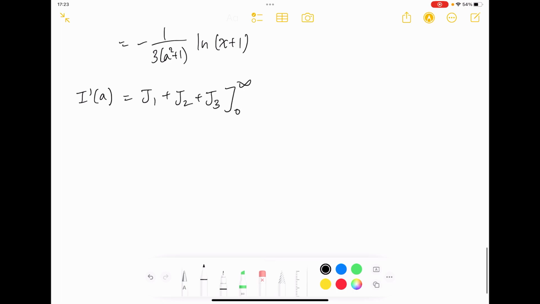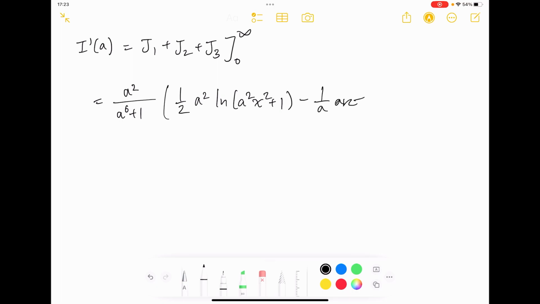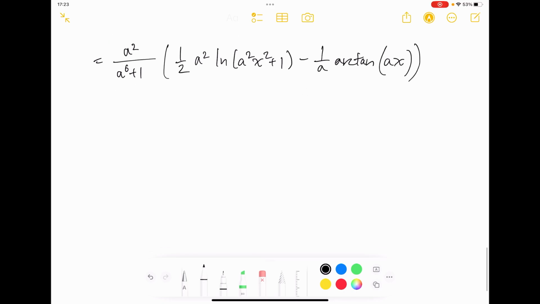And we have to take the bounds. So it's going to be literally just everything I write down afterwards, and then take the bounds. So that's going to be a squared over a to the 6 plus 1 times 1/2 a squared ln a squared x squared plus 1 minus 1 over a inverse tangent ax. If you're wondering, I'm not remembering this. I'm literally just copying off my notes, but it's fine. So that was the J1 bit.